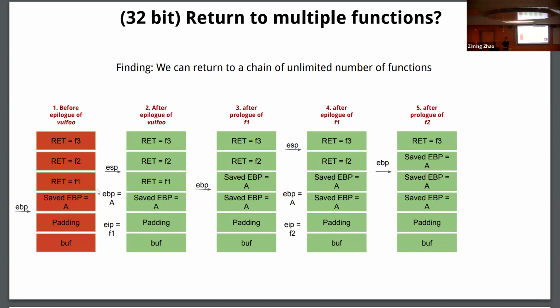However, the problem is those functions cannot have arguments. Because F1's argument one's address would overlap with the return address for function 2. Unless they are the same number, which is very unlikely, they overlap.